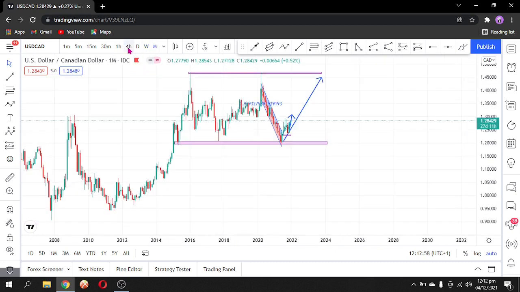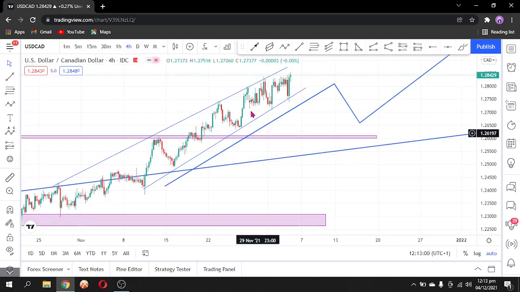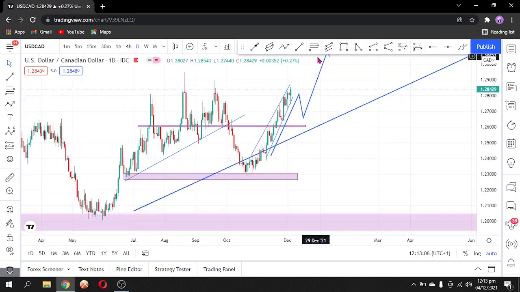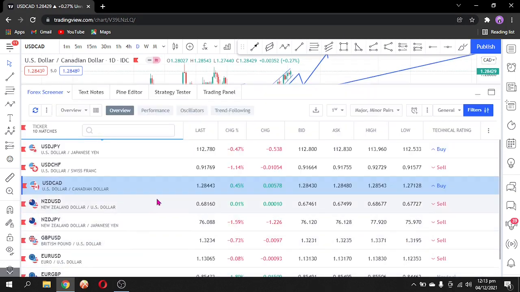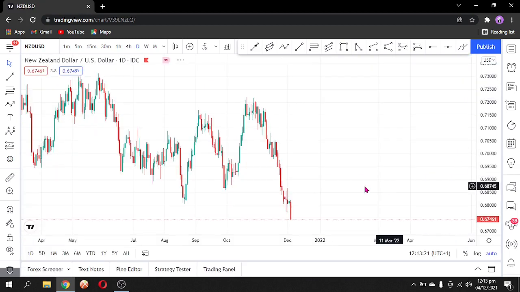So we should go back to our 4-hour time frame. You can see that our predictions are playing out. We expect a further push up, but there will be another pullback before we get an impulsive push up again. So the next currency pair we will look at is New Zealand USD.